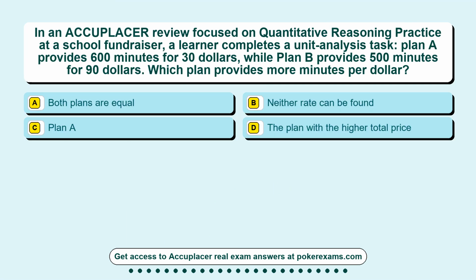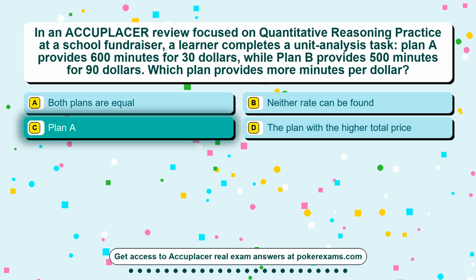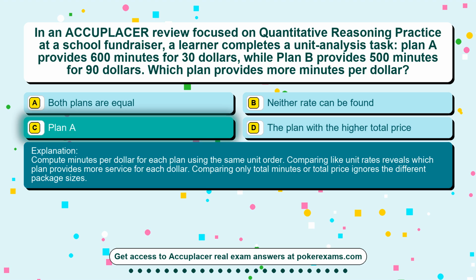Question 13. In an ACCUPLACER review focused on quantitative reasoning practice at a school fundraiser, a learner completes a unit analysis task. Plan A provides 600 minutes for $30, while Plan B provides 500 minutes for $90. Which plan provides more minutes per dollar? Option A, both plans are equal. Option B, neither rate can be found. Option C, Plan A. Option D, the plan with the higher total price. The correct answer is option C, Plan A. Compute minutes per dollar for each plan using the same unit order. Comparing like unit rates reveals which plan provides more service for each dollar. Comparing only total minutes or total price ignores the different package sizes.